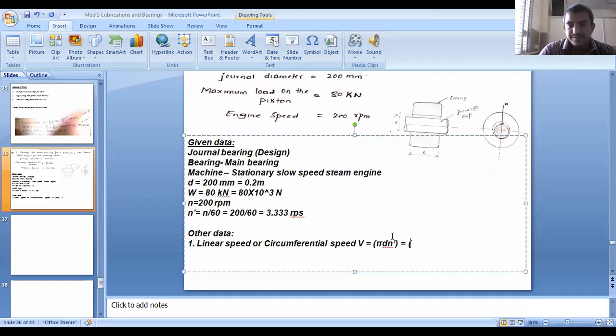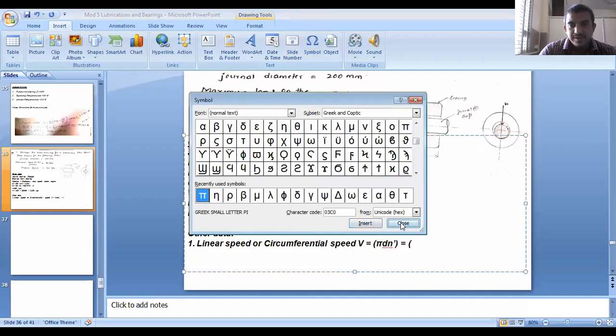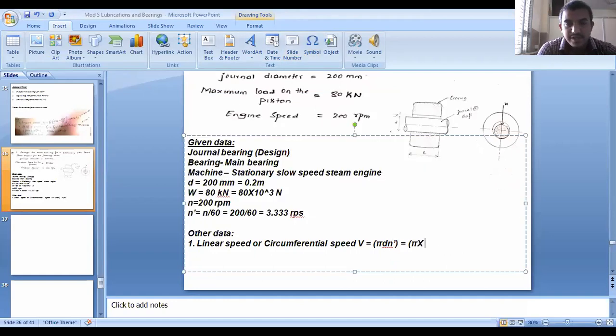Let's calculate pi into D. Sir, D is 0.2. N prime is 3.33. Now, how much value did you get? Sir, 2.094 meter per second. Right? These are the other data.